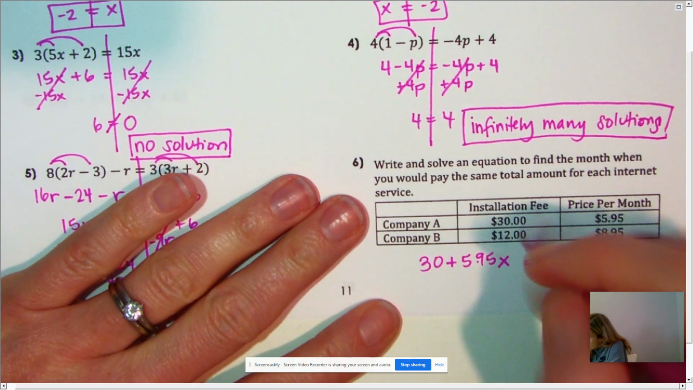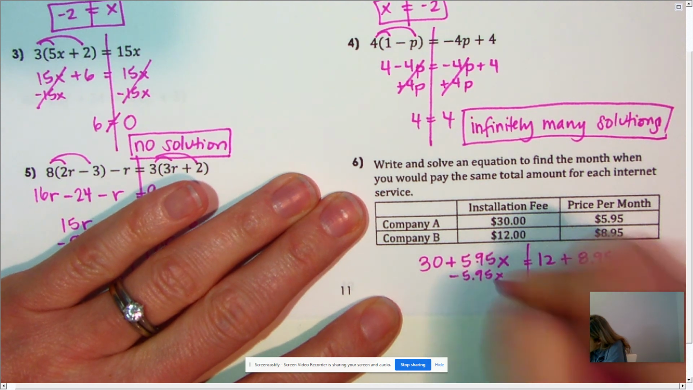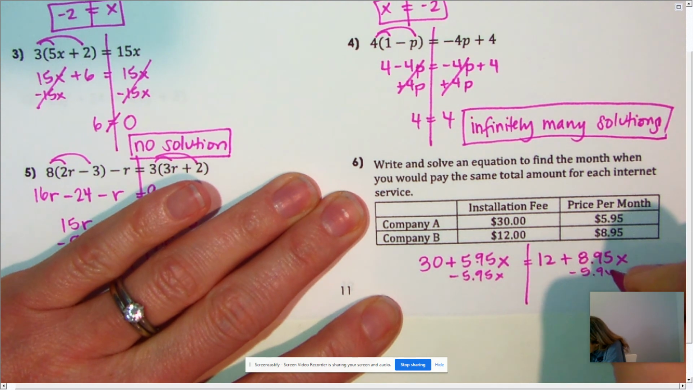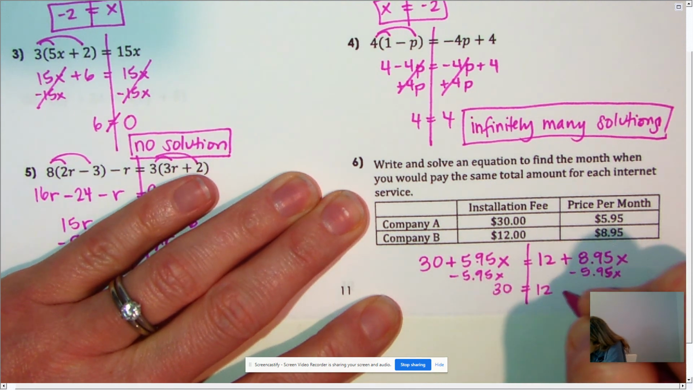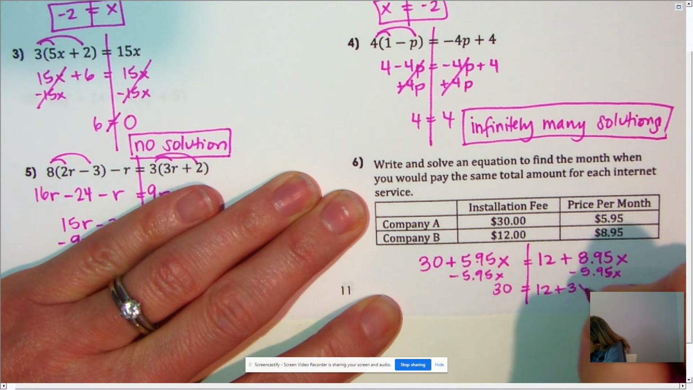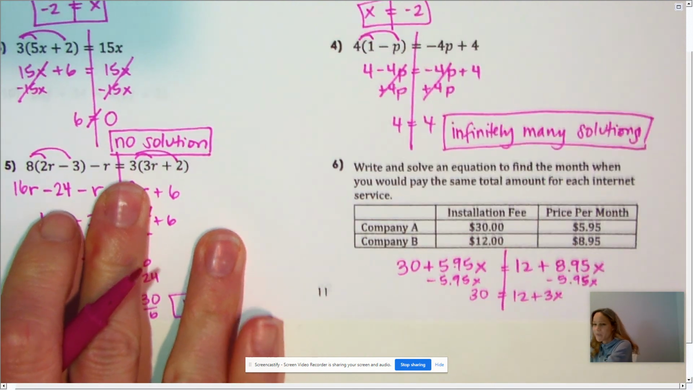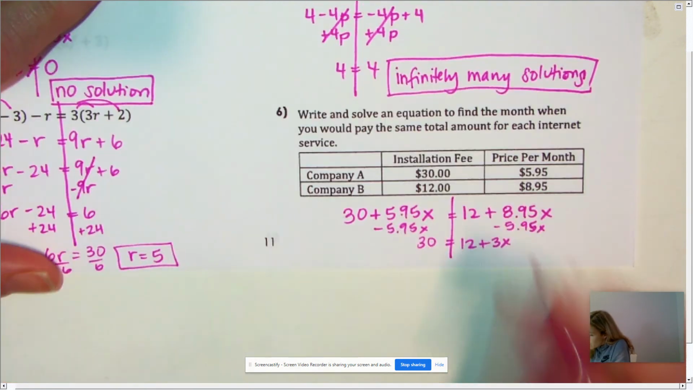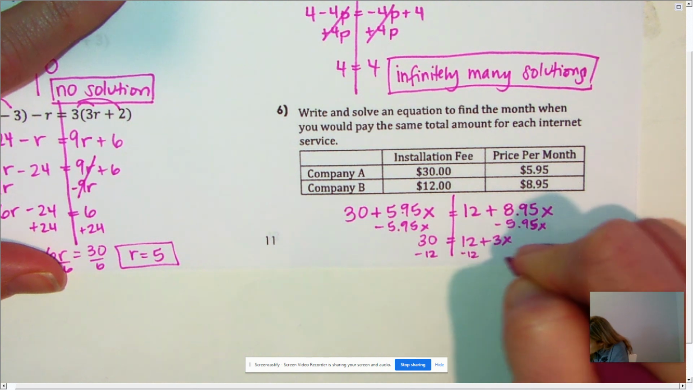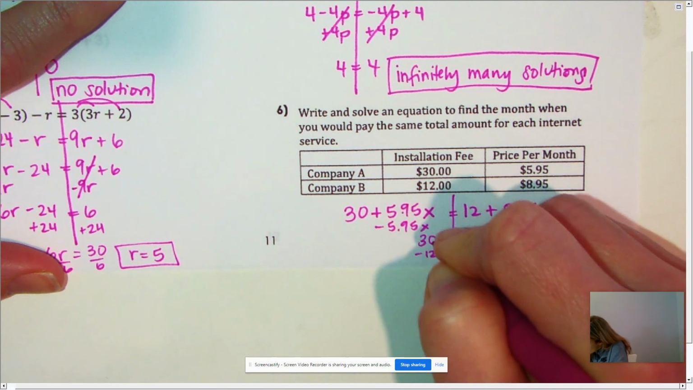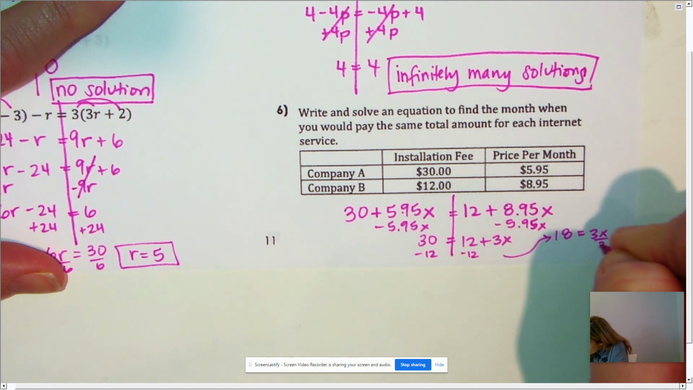Okay, so I'm going to subtract the smallest X, so 5.95X minus 5.95X. So I get 30 equals 12 plus 3x. It's kind of nice when we subtracted those decimals and the decimal part all went away. Okay, so then I just need to minus the 12, and I'm going to write my equation up here. So 30 take away 12 is 18 equals 3x, divide by 3.